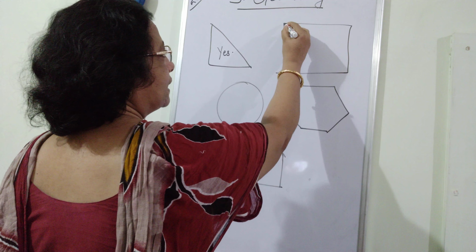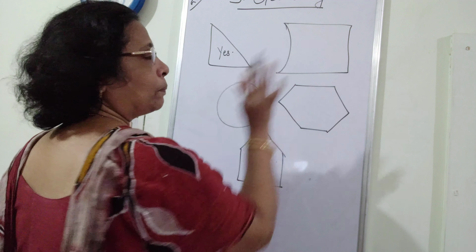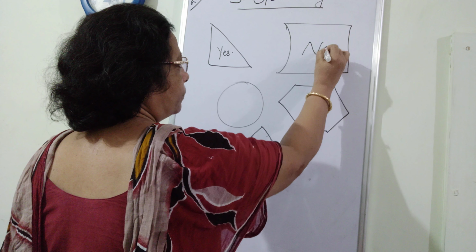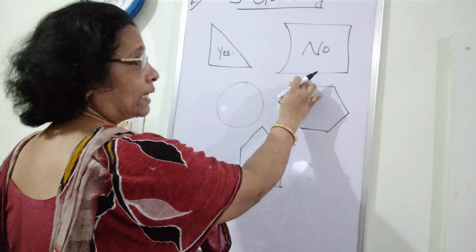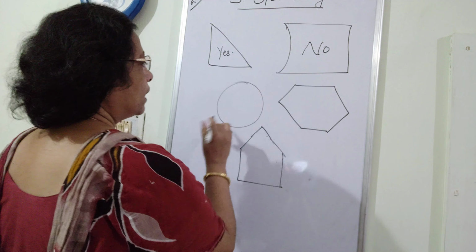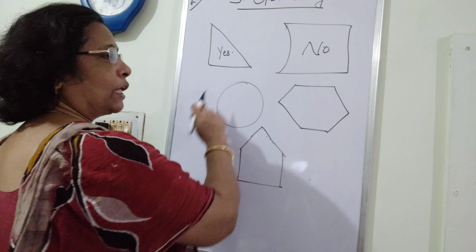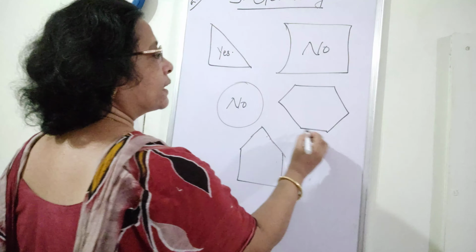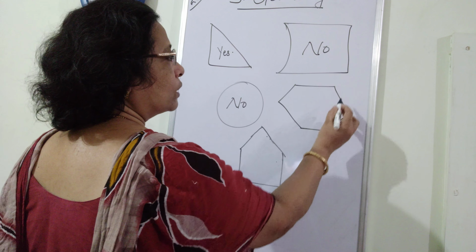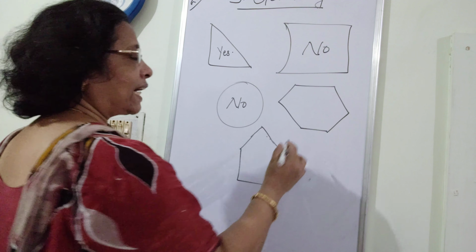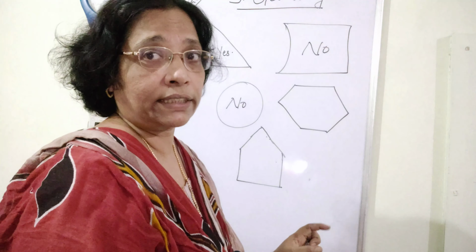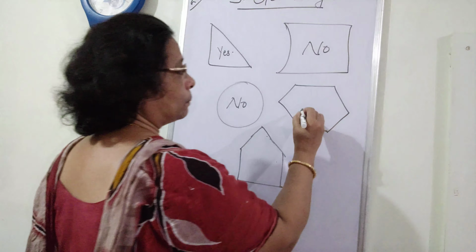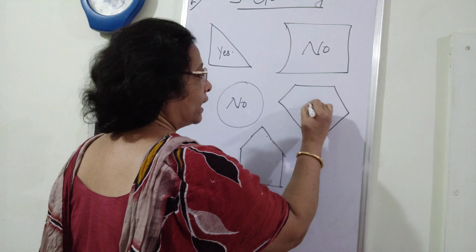And this one, a curve is coming. So is it a polygon? No. The other 3 sides are line segments, but this side is a curve. Here also it is a curved shape only, no line segment. So it is also not a polygon. These are, see, 1, 2, 3, 4, 5, 6. 6-sided, what is it called? Hexagon. 6-sided figure with line segments, so it is a polygon.